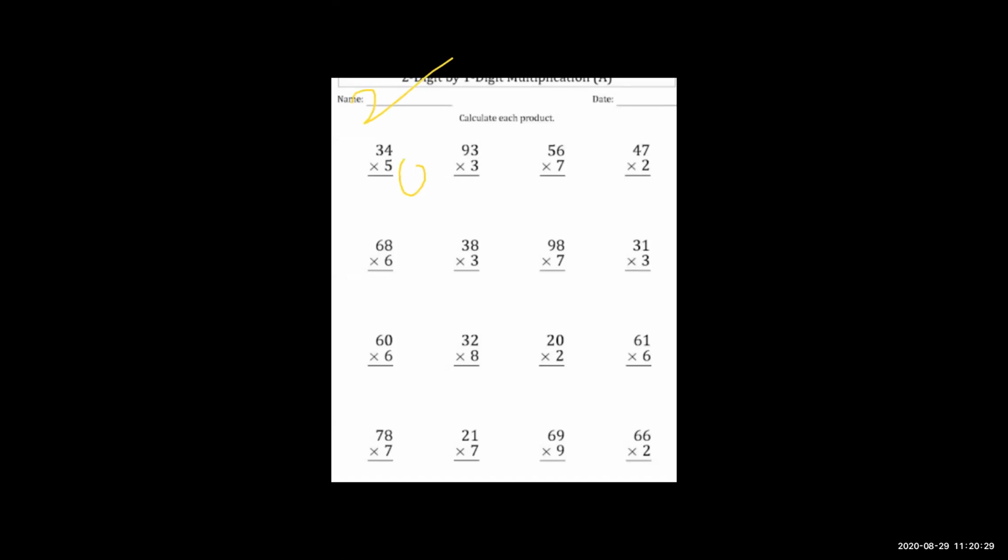After that, 5 into 3. 15 plus the carry 2, you want to add. 15 plus 2, 17. So what is your correct answer? 170. Okay. Understood the 2 digit into 1 digit? Everyone understood the 2 digit into 1 digit?